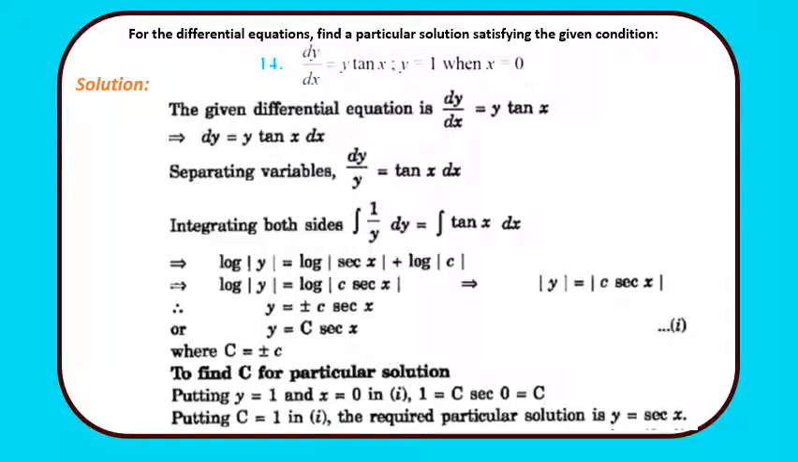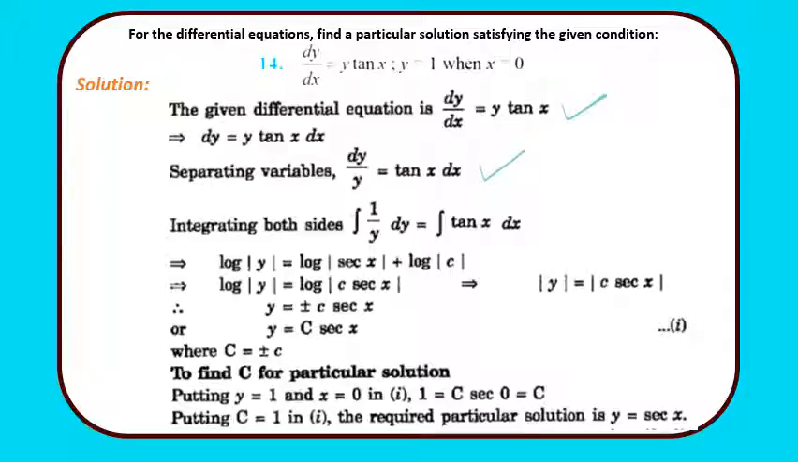Moving to question 14. For the differential equation, find a particular solution satisfying the given condition. The equation is dy/dx = y tan x, when y = 1 and x = 0. So we have the differential equation dy/dx = y tan x. Separating the variables, we get dy/y = tan x dx.